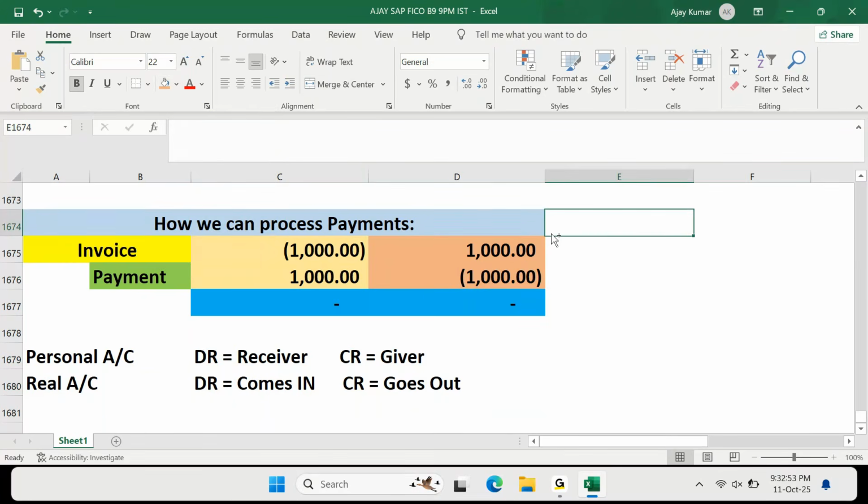Debit invoice, meaning a customer. Now look at the customer only when you're talking about payment. Is the customer giving a payment or receiving a payment? The customer is giving payment, that is why it is a credit. Then you're crediting. Right?